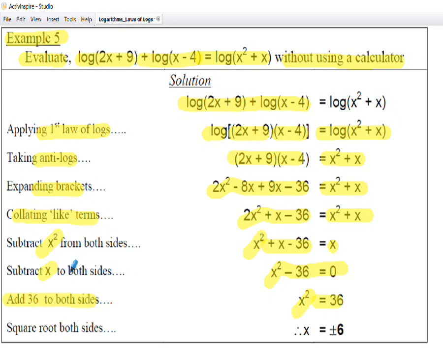Square rooting both sides of the equation, finally I get x is equal to plus or minus 6. Don't forget, when you take a square root there are always two answers, plus and minus, so plus and minus 6 this time.